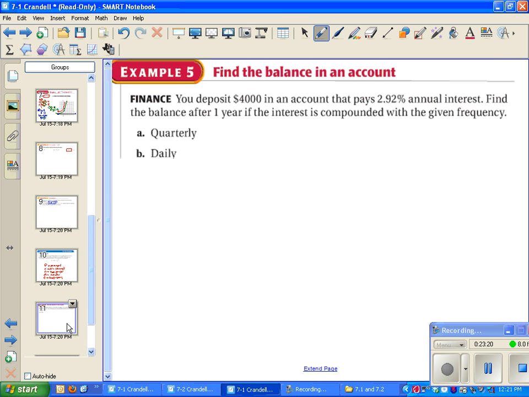So for this example, pause it. Well, don't pause it yet. First, put it into this formula. So figure out what the principal is, the rate, what the N is, and T, and see if you can plug everything in for part A into this. Okay. So pause it and do that now. Put P in, put R in, put N in, put T in.